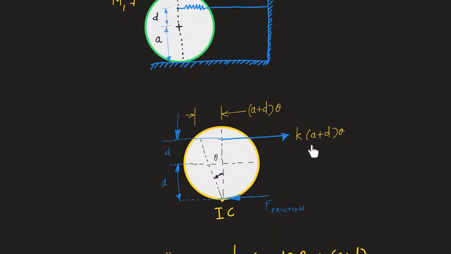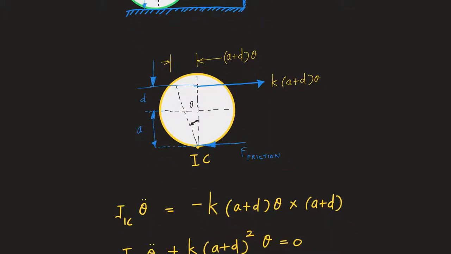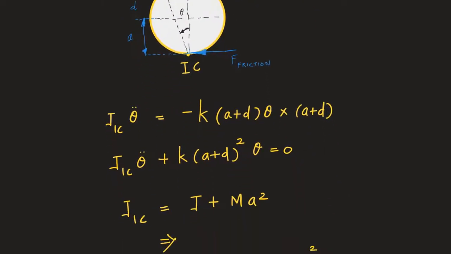Then the spring will exert a restoring force on the disk as shown here. K, which is the spring constant, times (A plus D) times theta, will give you the extension in the spring. Now I have everything in terms of theta. I have represented the amount of extension in the spring in terms of theta. Now I can go ahead and write the equation of motion.